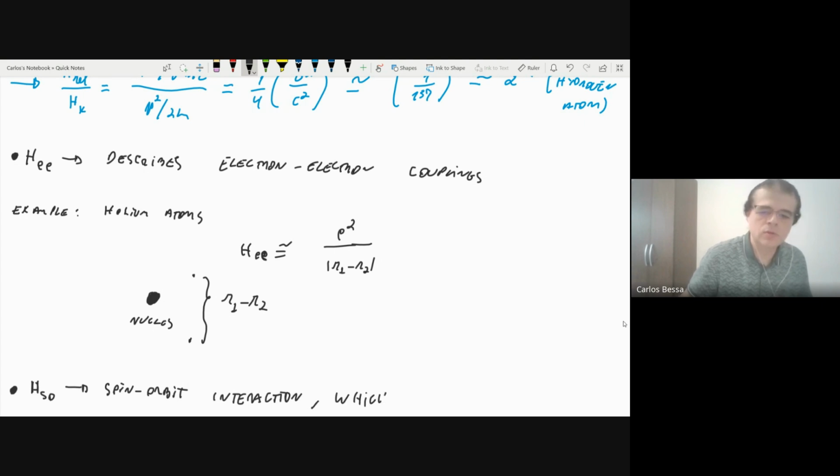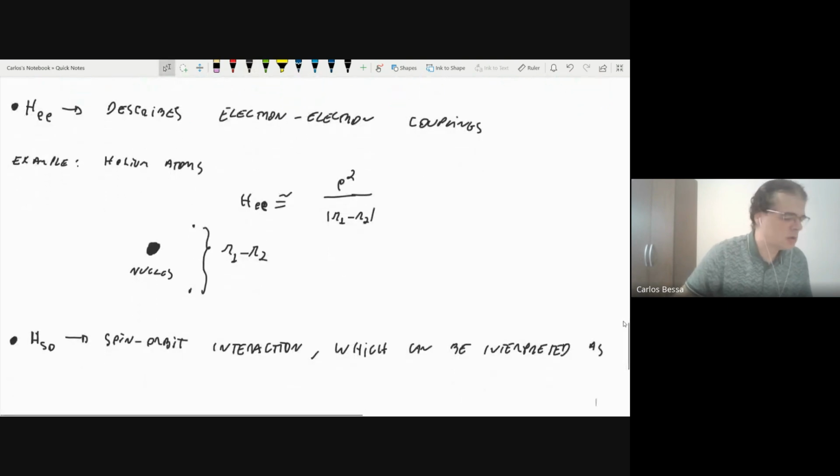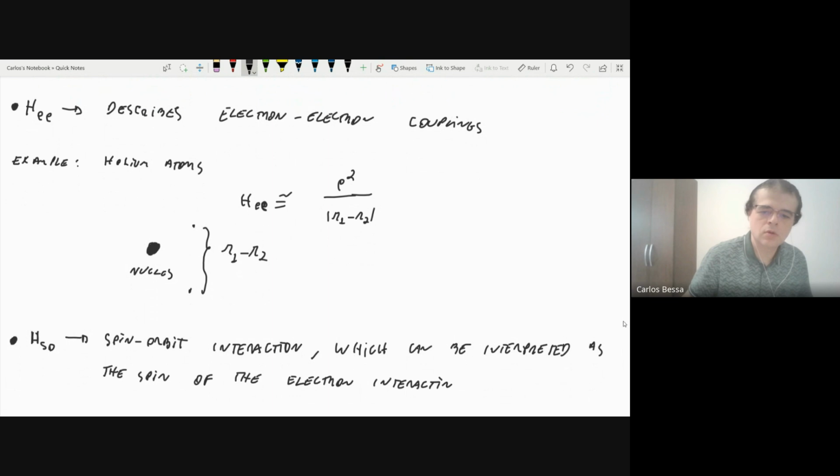Which can be interpreted as the spin of the electron interacting with a magnetic field generated by its orbit around the atom.